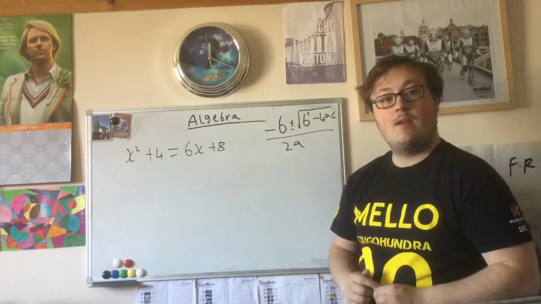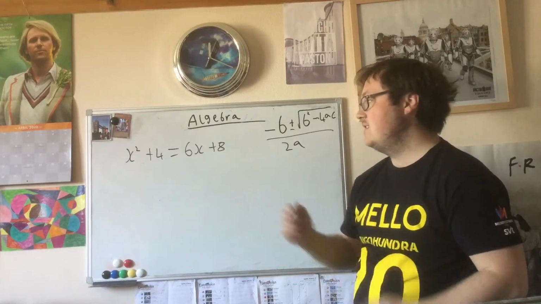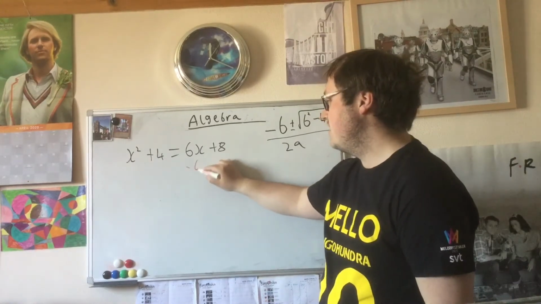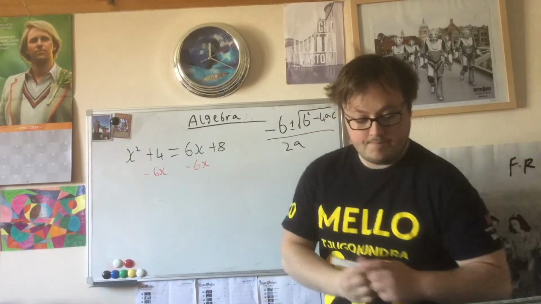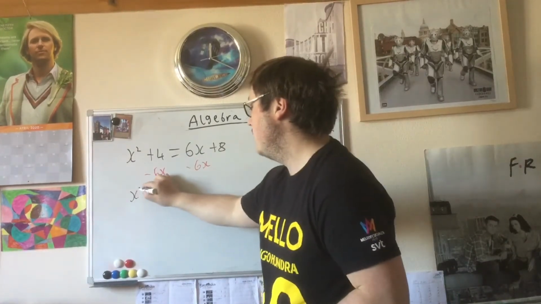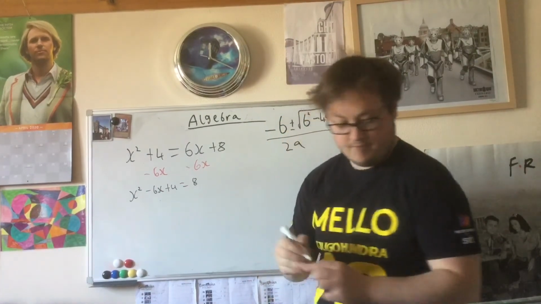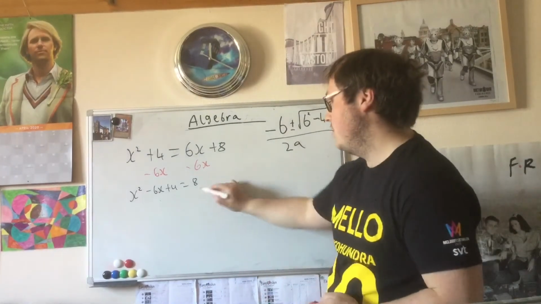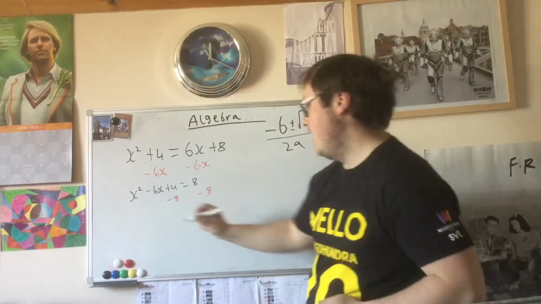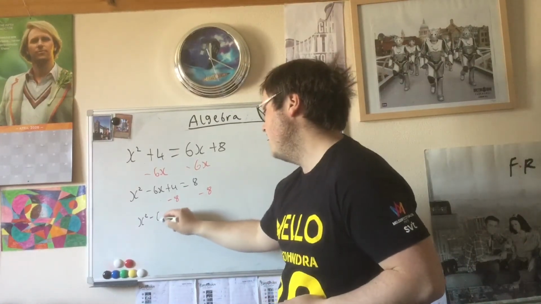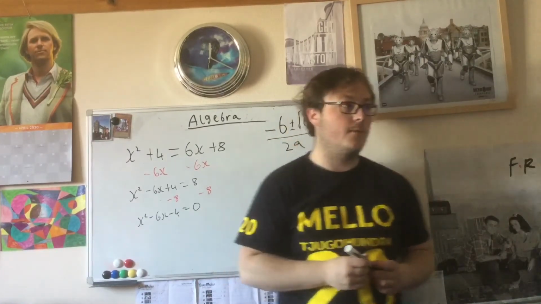So, the first thing we have to do is move all our values to one side of the equation. And for this we're going to be balancing. So the first one we're going to do is minus 6x on both sides. So that will then become x squared minus 6x plus 4 equaling 8. Then we've got to balance it again. So we've got to minus 8 on both sides. So that will become x squared minus 6x minus 4, all equaling 0.